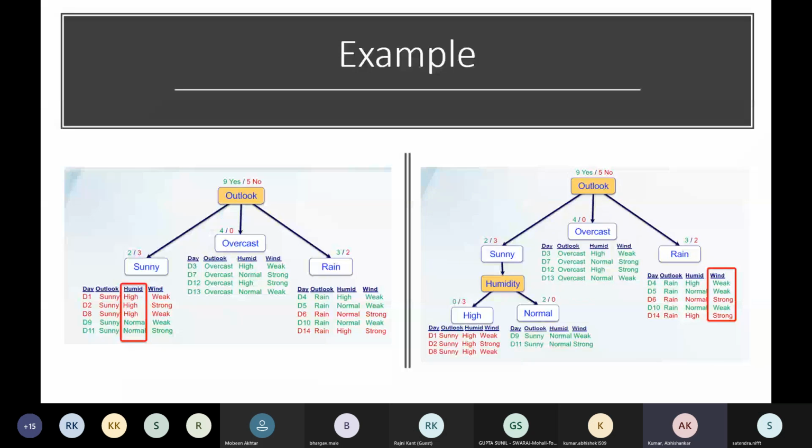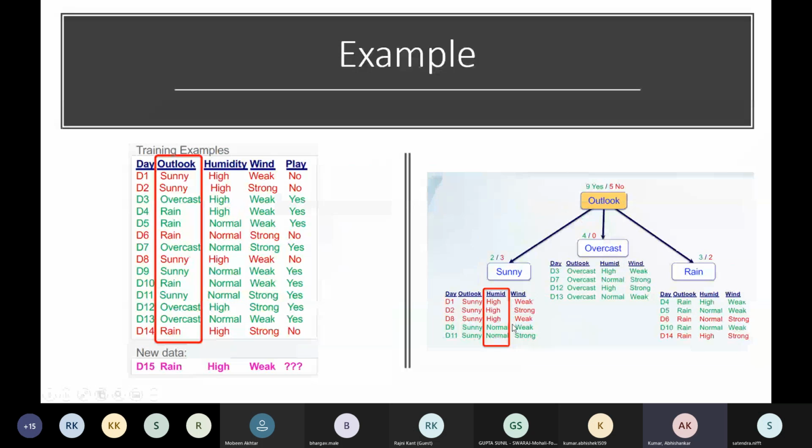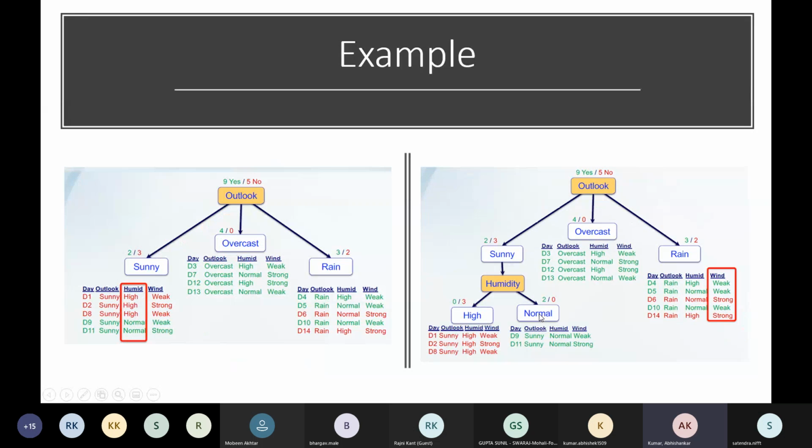Again we'll see these are not pure actually, because still randomness is there. They have 2 yes and 3 no. Here we have 3 no and 2 yes. Sorry, 3 yes and 2 no. Here we have 2 yes and 3 no. So again we'll go and split the data.